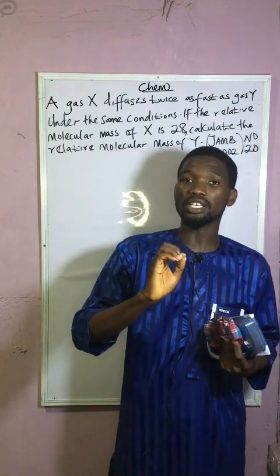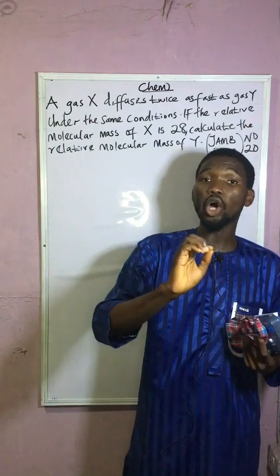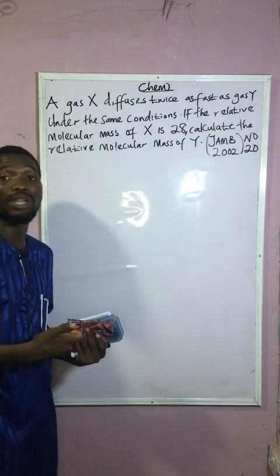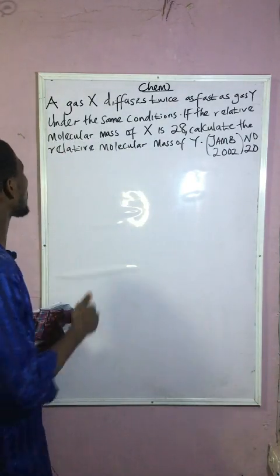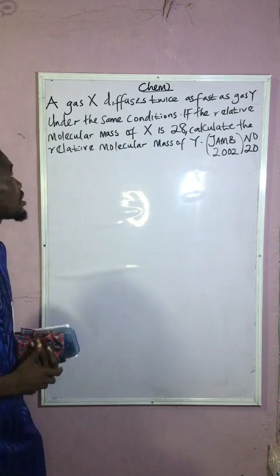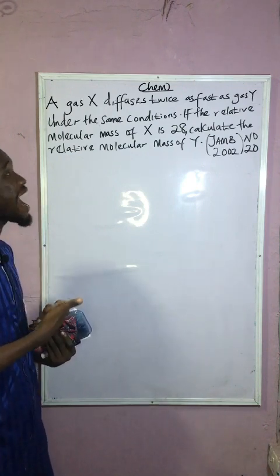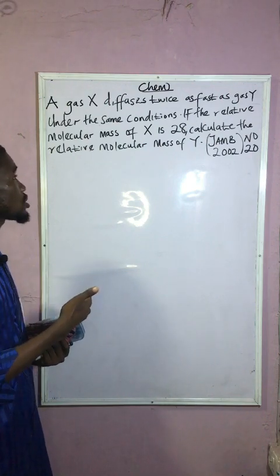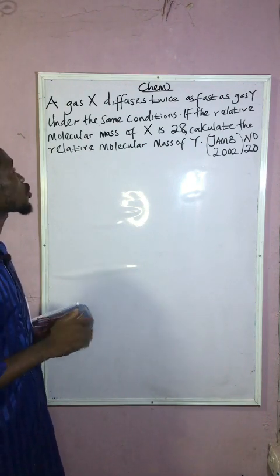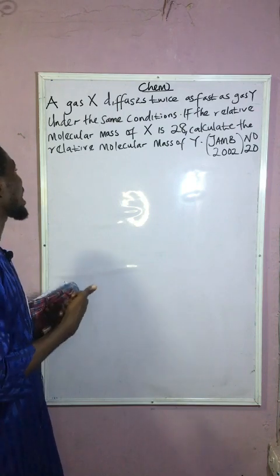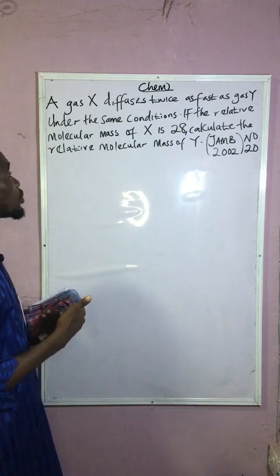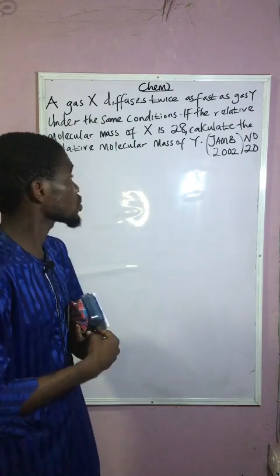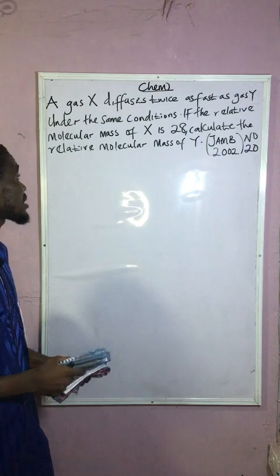When we look at the law of diffusion from a previous video, where I dropped some formulas extensively, today let's look at this question. A gas X diffuses twice as fast as a gas Y under the same conditions. If the relative molecular mass of X is 28, calculate the relative molecular mass of Y. It is a very simple approach. So to all those students out there, please pay maximum attention.